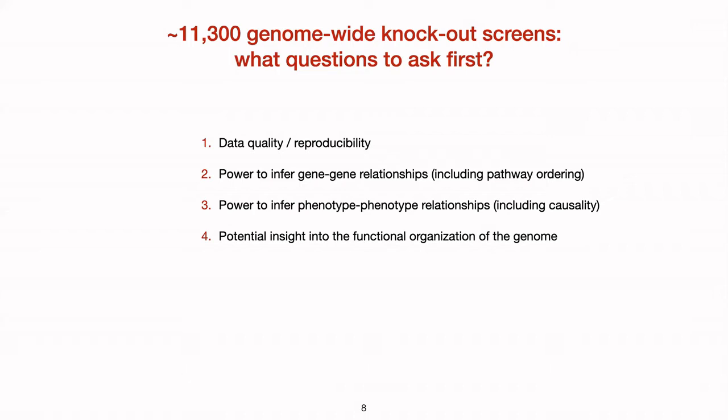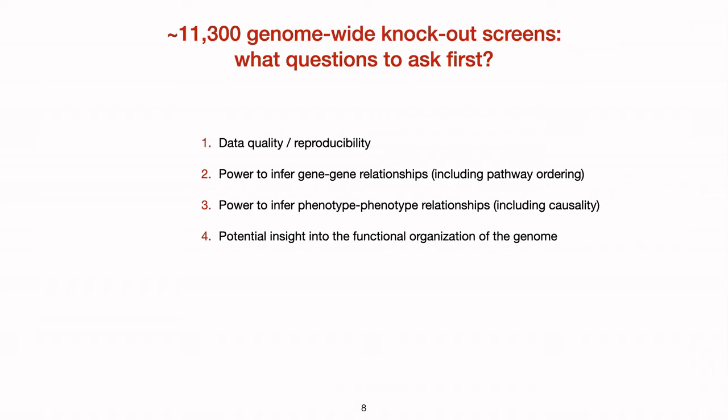Number 1 is data quality and reproducibility. As you collect the data, you realize a lot of screens have been done multiple times by independent authors over like a decade apart from one another. So a common question is how similar are the results and how much we should trust every single one of those screens. The second question is how good is this data to infer relationship between genes?